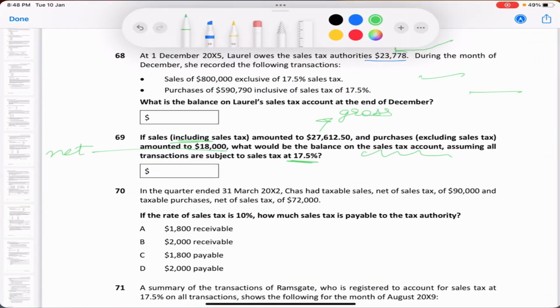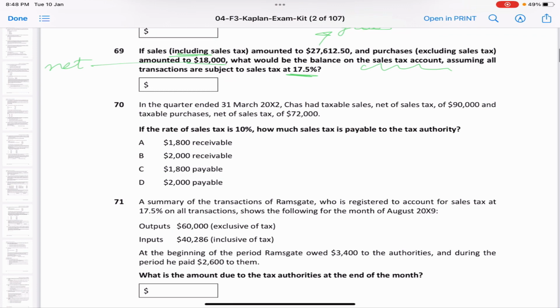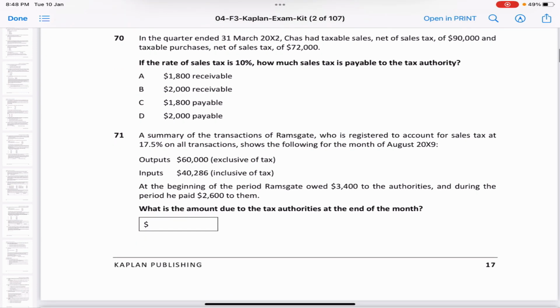Unless and until you solve the questions along with me, you are not going to understand anything. There is no point of watching this video if you are not going to solve it.